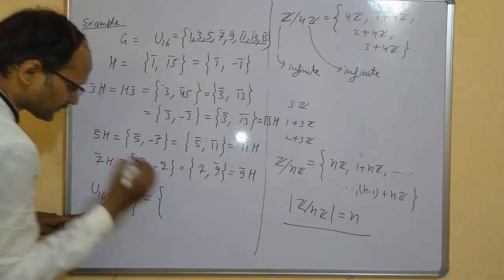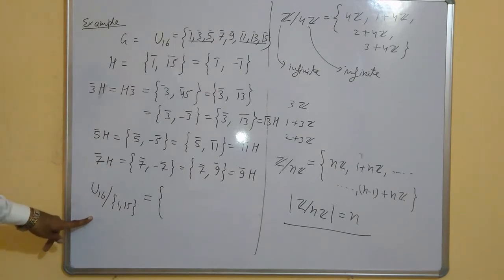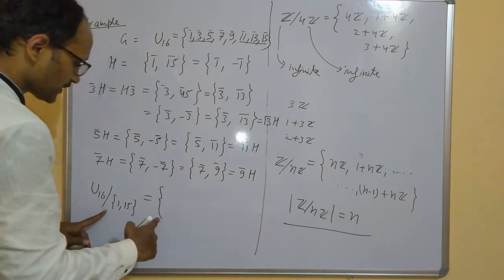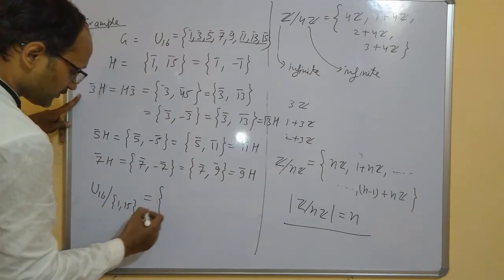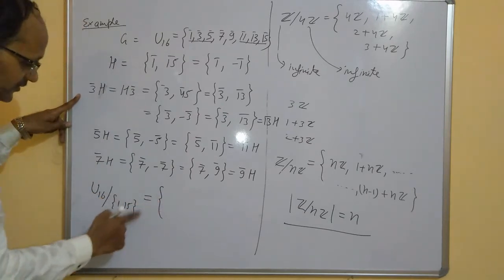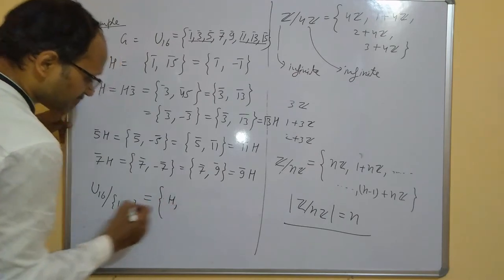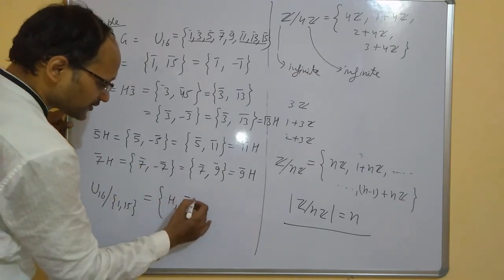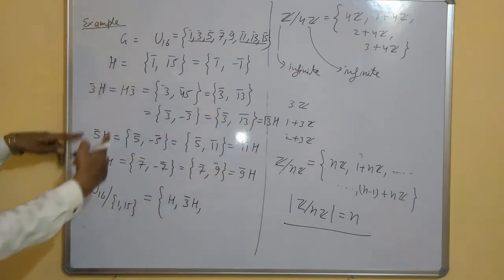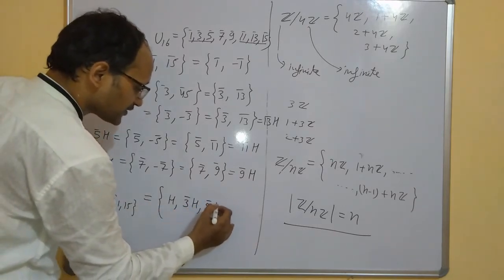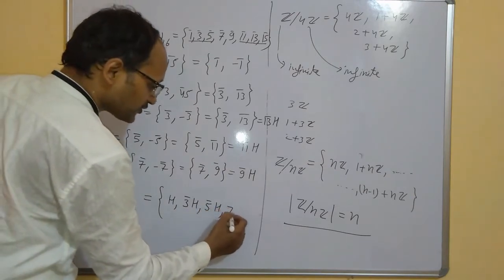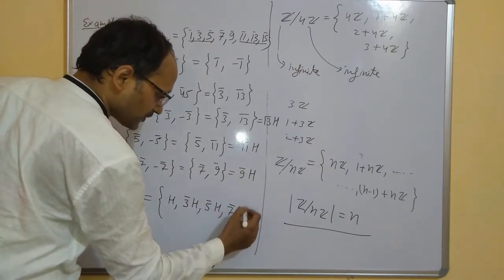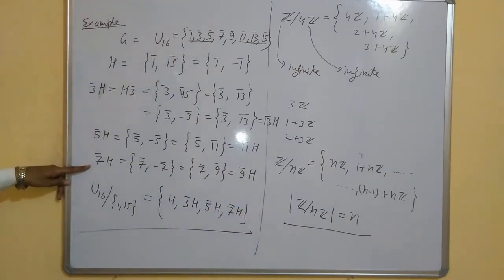So this is, how many elements are here? H is 115, so let me call it H to make it easy to write. H, 3 bar H, you may also write 13 bar H, 5 bar H, you may also write 11 bar H, and then 7 bar H, you may also write 9 bar H in place of 7 bar H. So these are the 4 cosets: 1, 2, 3, 4, 4 cosets.